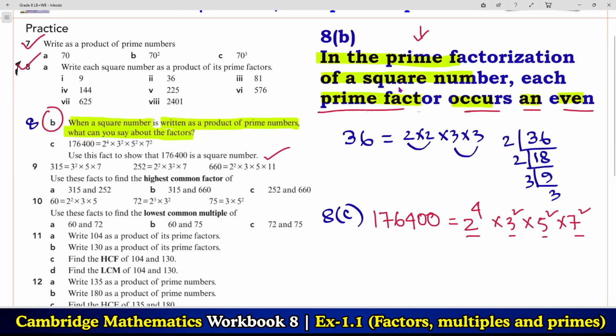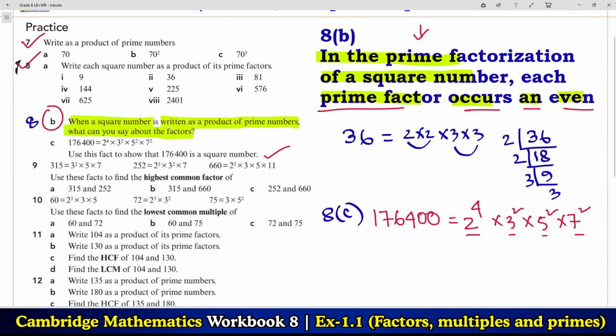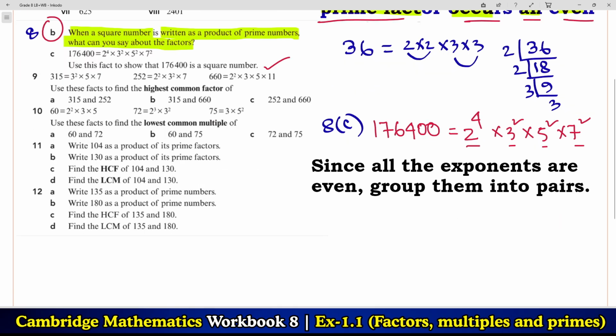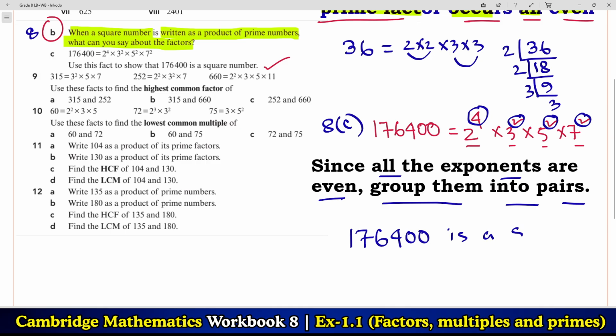So we can write, since all the exponents are even, group them into pairs. Look, all the exponents here are 4, 2, 2 and 2, all are even. So we can say 176400 is a square number, right? So 8c is done.